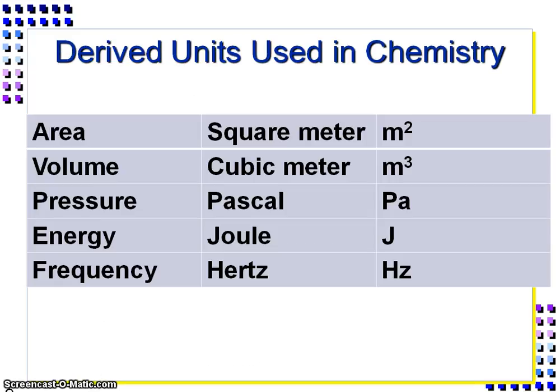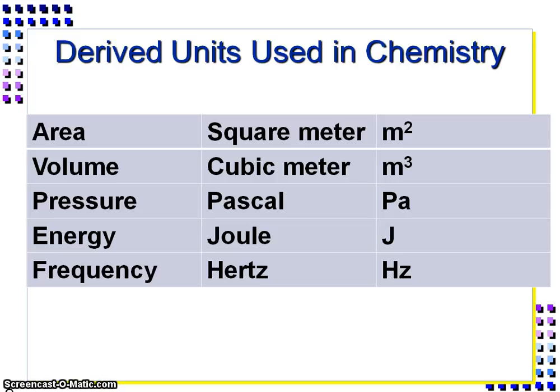You can also have what are called derived units in chemistry. Derived units just mean that they're made up of other units. So if I was talking about the area of a room, I would have to do length times width to find the area. And if I'm finding length in meters, then length times width would be in square meters for the area. For volume, volume is length times width times height, so that would give me meters cubed. So area is squared, volume is cubed.